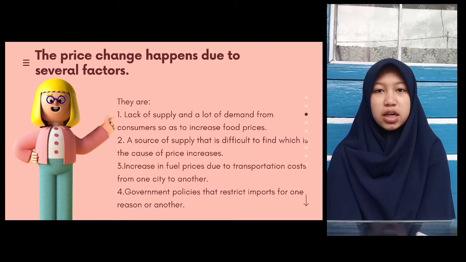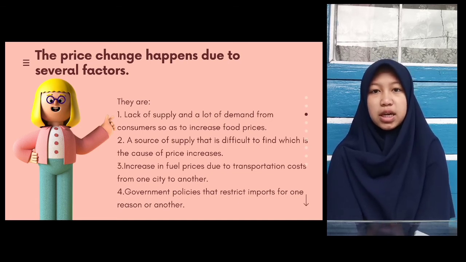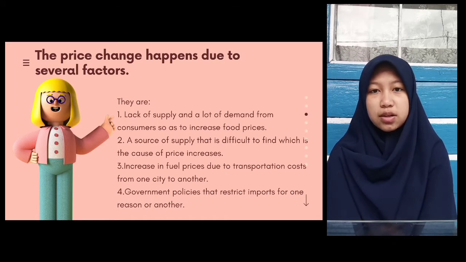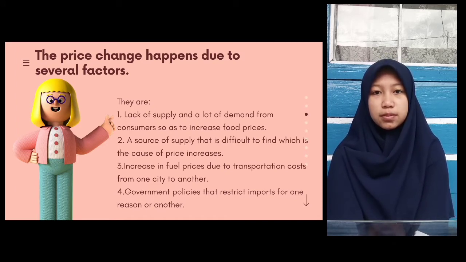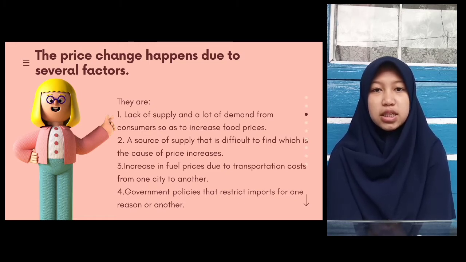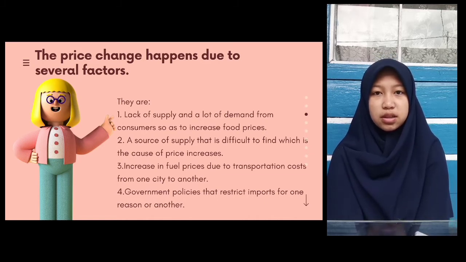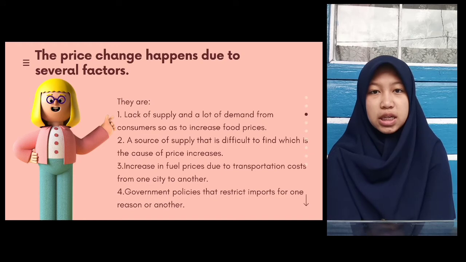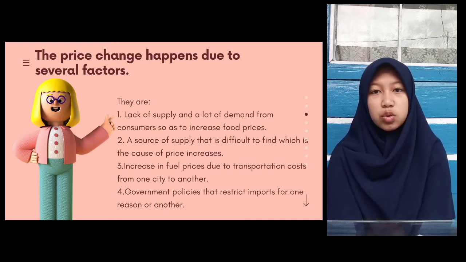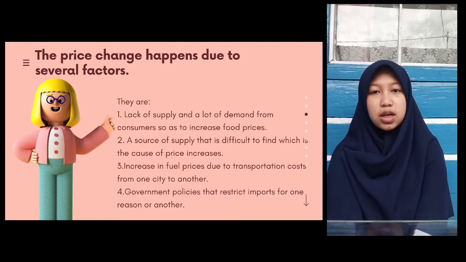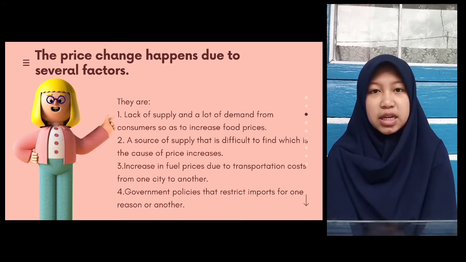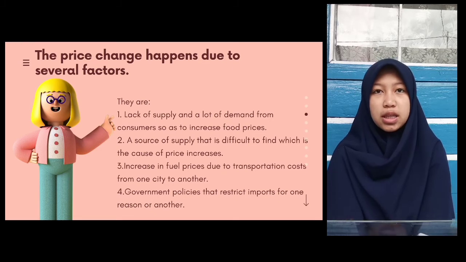The price change happens due to several factors. They are: first, lack of supply and consumers so as to increase food prices. Second, a source of supply that is difficult to find, which is the cause of price increases. Third, increase in fuel prices due to transportation costs from one city to another. Fourth, government policies that restrict import for one reason or another.